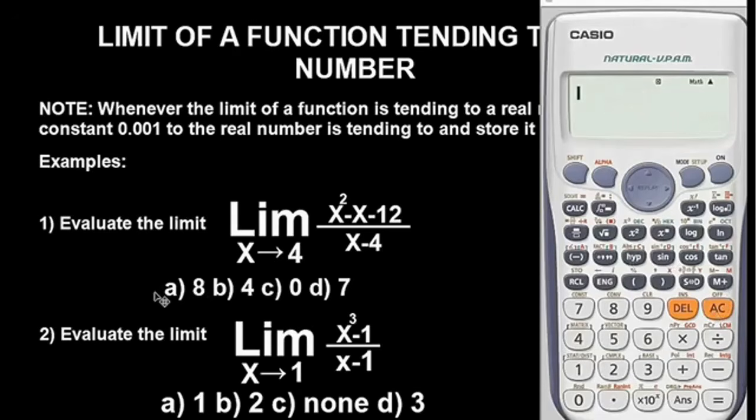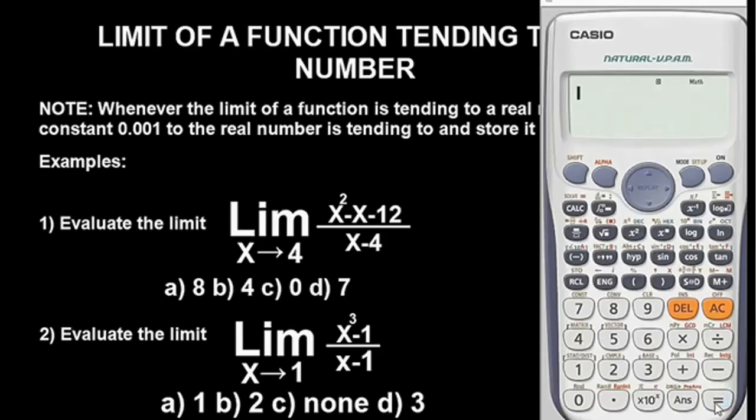Example 2 here says, evaluate the limit x tending to 1, where we have the numerator to be x cubed minus 1 and the denominator to be x minus 1. So right now, what we are going to do will be to clear the calculator, because we are going to store a new value in the calculator, which is 1. So let's clear the calculator. We press Shift, button 9, and follow the instruction, 3, equal to again. So we have cleared the calculator.